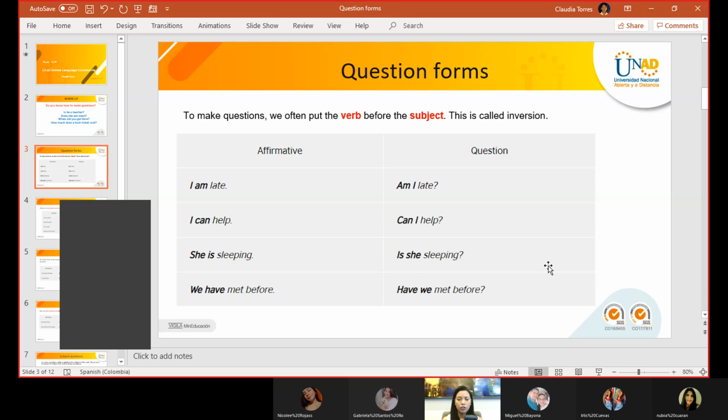And here you change, again, the order between the verb to be, in this case, and the subject. So is she sleeping? And the last one, here you have the modal verb have, because this structure is present perfect. Okay, so we have met before, and here we change the order, right? So have we met before? Okay, so do you have any questions about this part?